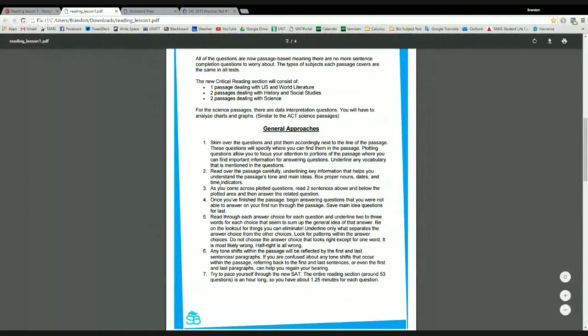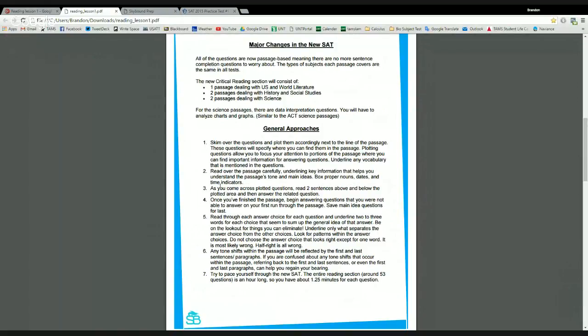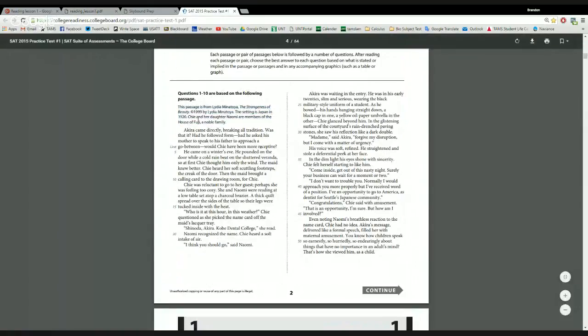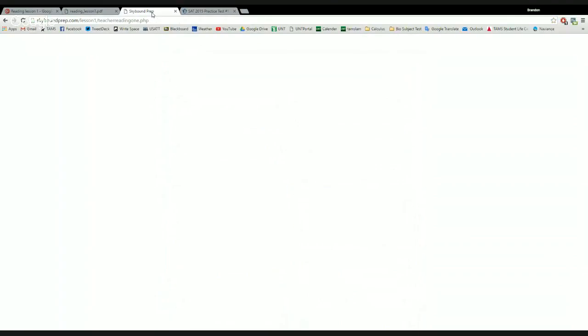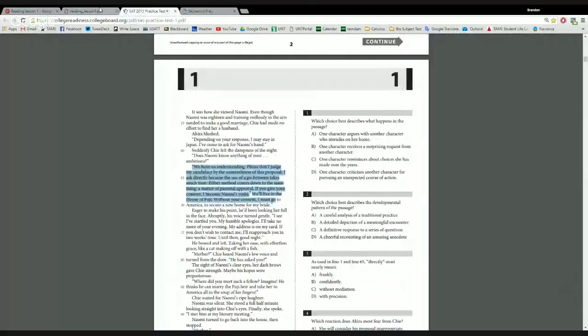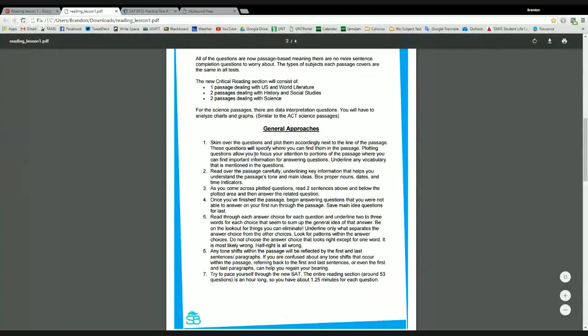Third, as you come across plotted questions, read 2 sentences above and below the plotted area and then answer the related question. So, as I said earlier, you're going to have to plot where the question is asking. So, for example, if question 3 asks line 65, you don't want to only read this one sentence that has the line directly in it. You want to read about 2 lines, even maybe 3. Usually we start where the paragraph begins and maybe go to the end of the paragraph to give the general context of the word directly or any vocab, any content. So make sure you don't only read the line that's given.